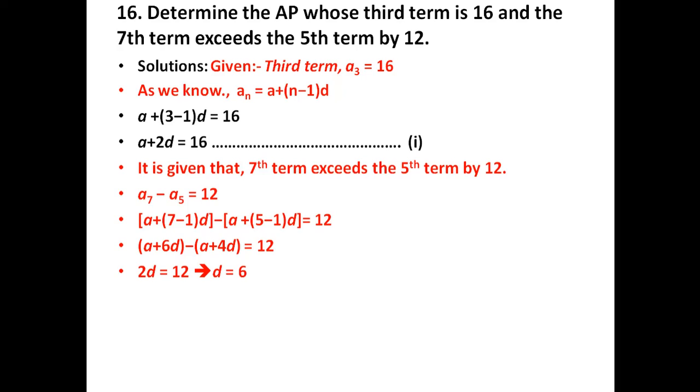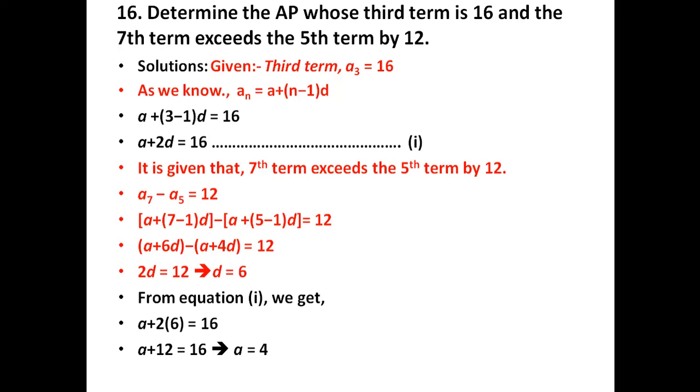So in order to get D, you will bring the 2 to the other side of equal to. So it will be 12 by 2 equal to 6. So we got the value of D now. We want A. Put the value of D in equation 1, and you will get the value of A.